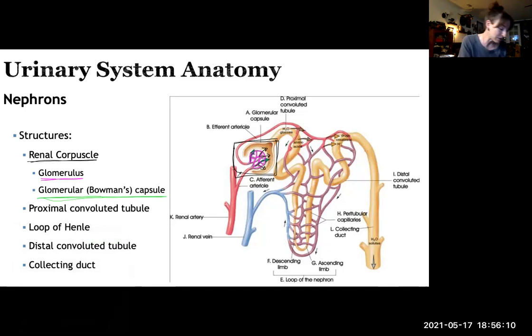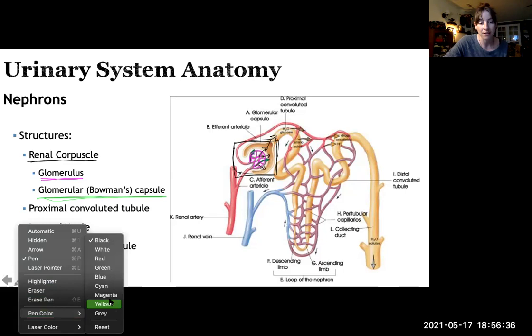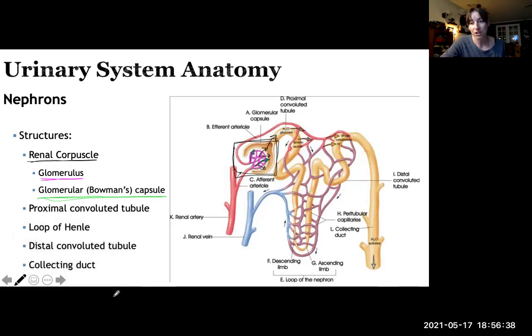Everything that's been pulled out of the glomerulus, of that capillary bed, is now going to travel down this convoluted tube system where stuff is going to be pulled out and put back in to the filtrate that will become the urine, okay? So the first part of the rest of the nephron is the proximal convoluted tubule. It is proximal to the renal corpuscle, okay? It's proximal to the glomerulus.